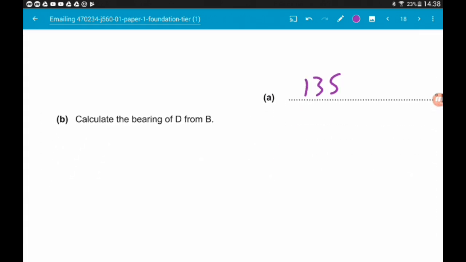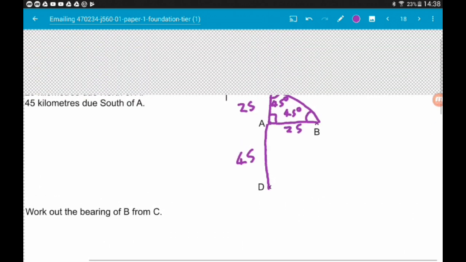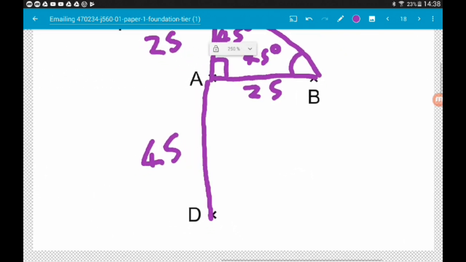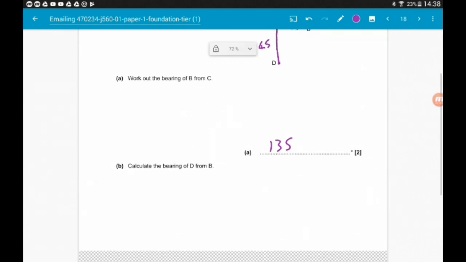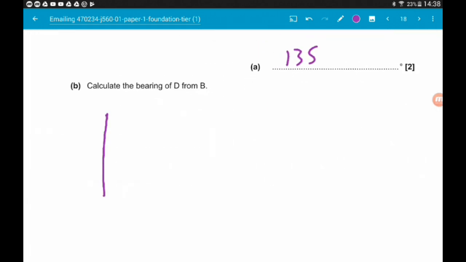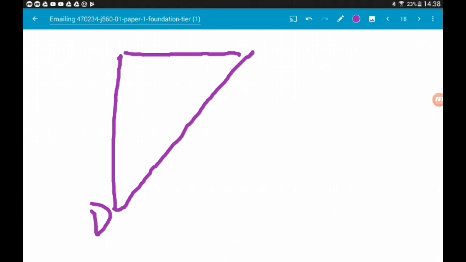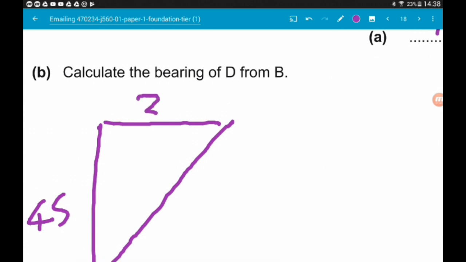Part B wants us to calculate the bearing of D from B. So I'm going to make another little sketch. So we want to know the bearing of D from B. So let's just make a clean little sketch. So this point down here is D. This length is 45. This length is 25. This is a right angle, and this is point B. So I'm going to move B for now.